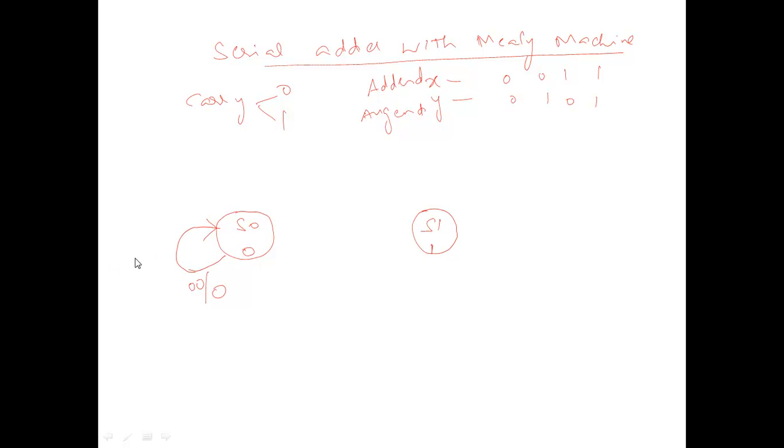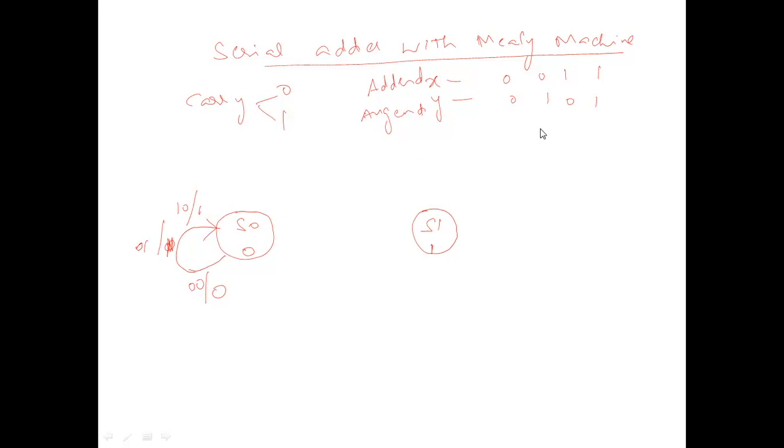Now next, what will happen if 0, 1 is coming? If 0, 1 is coming, 0 plus 1 is 1, and 1 plus 0 is 1. So if 0, 1 is coming, sum is 1 but carry is 0, it will remain in the same state. Similarly, the next combination is 1, 0. 1 plus 0 is 1 and again carry is 0. So here also sum is 1, carry is 0, so it will remain in the same state.